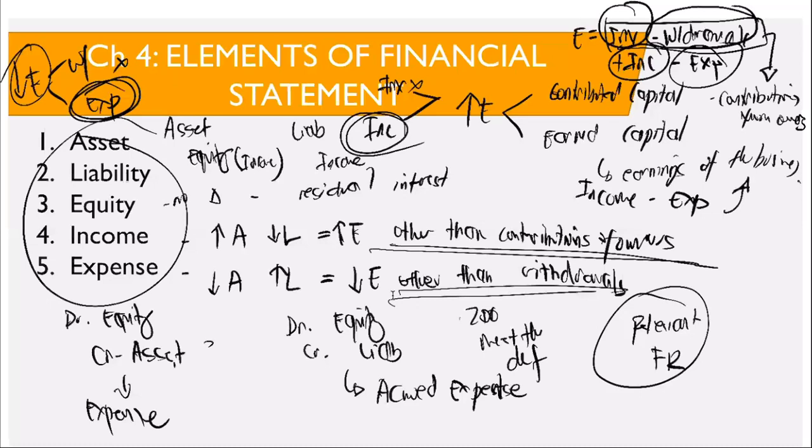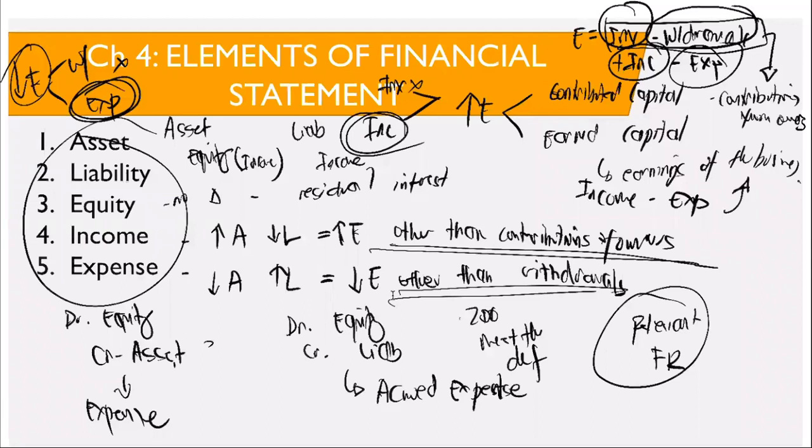Income and expense, you look at these effects. Income: increase in asset, decrease in liability, which results to increase in equity, other than contributions. Expense: decrease in asset, increase in liability, which results to decrease in equity. Take note, these contributions or withdrawals talk about the effects on your capital. So we have your contributed capital and your earned capital. Your contributed capital are from contributions of owners, so investment less withdrawal. Your earned capital will have the earnings of the business, that is income less expense.